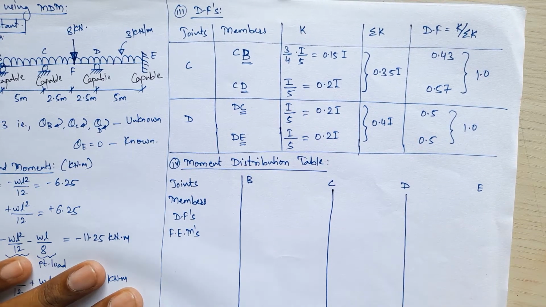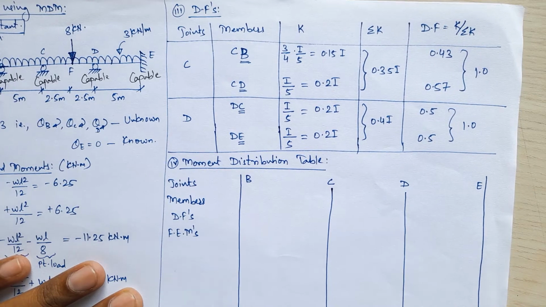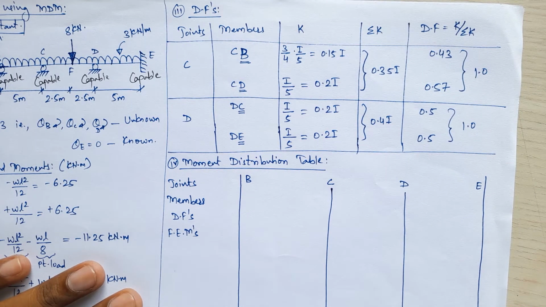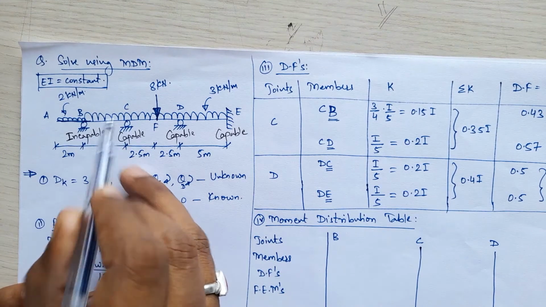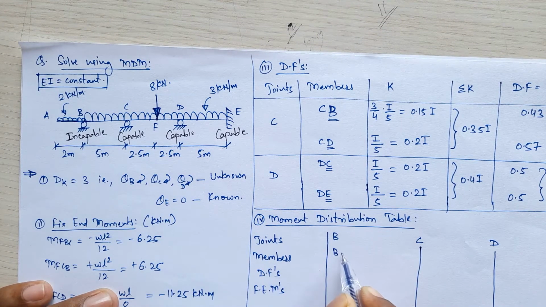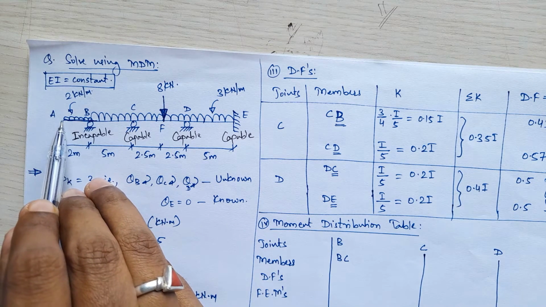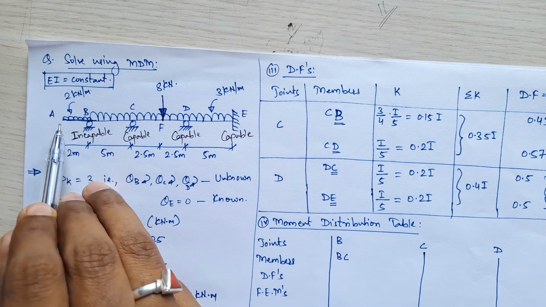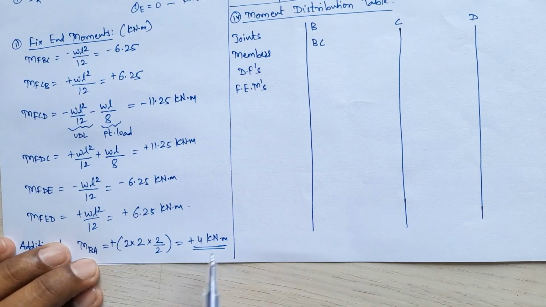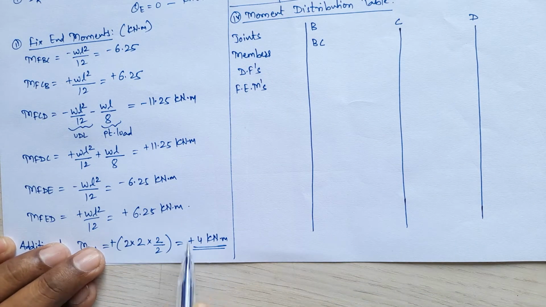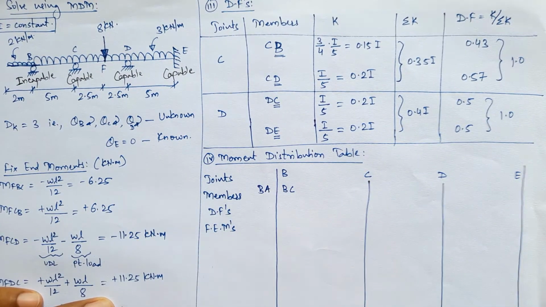Next, what you have to do is consider the members meeting these joints. So the members meeting joint B are which one? You are having member BC over there. But at B you also have an overhanging portion. This will not be treated as a member, but we have an additional moment of 4 kilonewton meter over this. So we have to consider this moment in this table. So here I am writing that as BA.